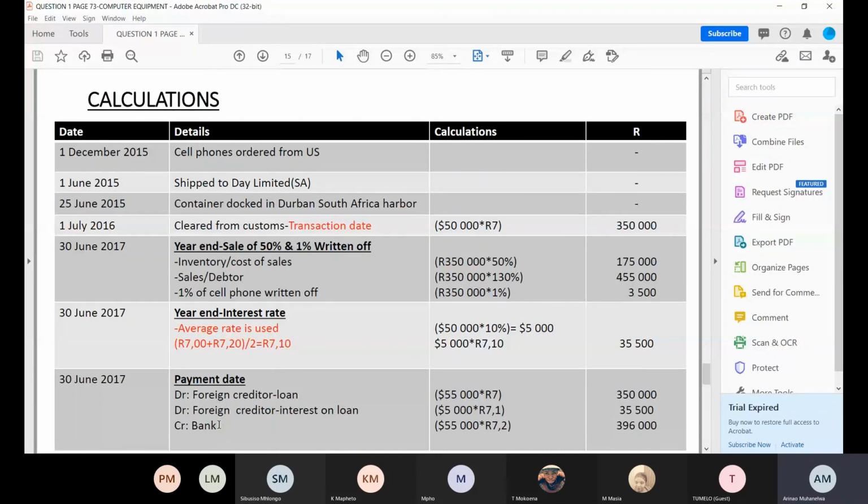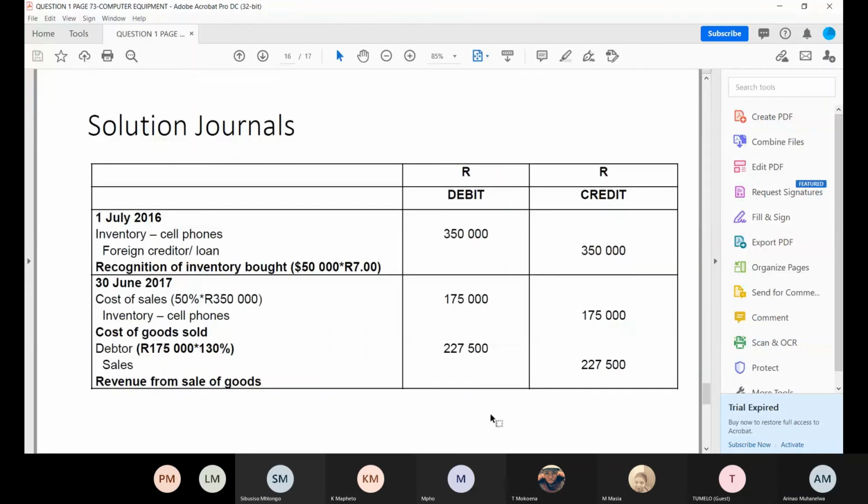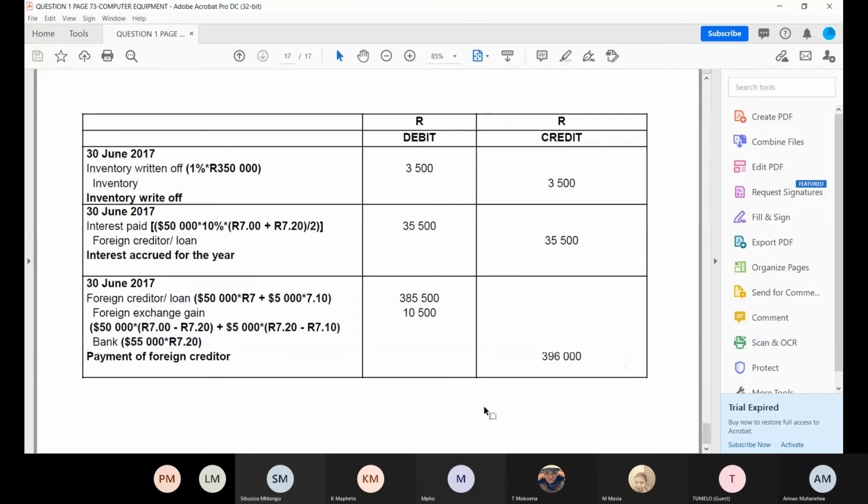Payment date, we're paying the loan plus the interest. We're paying the loan plus the interest. So the rate that we use here is the year end. The rate that we use for foreign creditor loan is the transaction date. The rate that we use for interest loan, it's R7.10. And that's all I wanted to explain when it comes to foreign exchange.